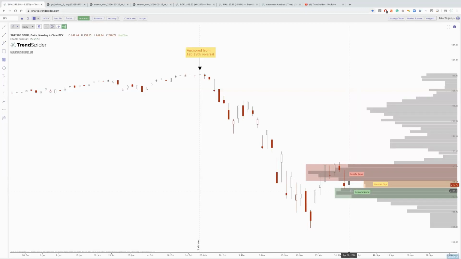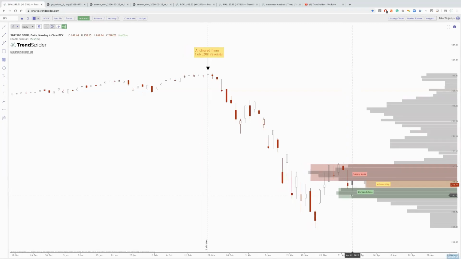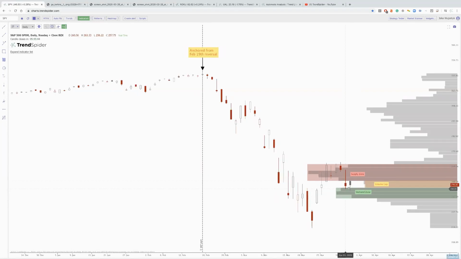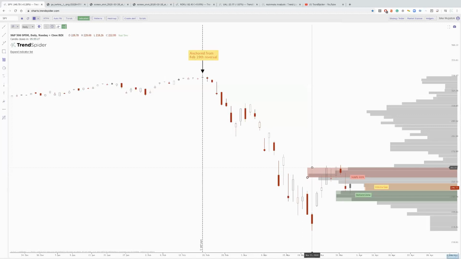As Jim was mentioning in the earlier presentation, it's all about participants. It's all about seeing where those participants are on the chart. And here we can see there's a lot of participants above in the 250s. So if the price did continue back up into this supply zone, remember, based on this particular volume block right here, most people are holding at a loss right now. This is our point of control, meaning this is our biggest volume bar since February 19th.